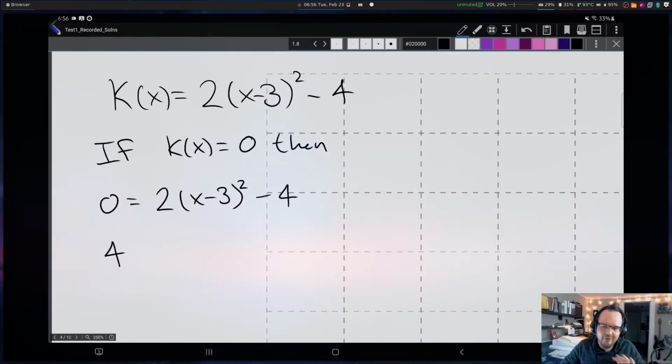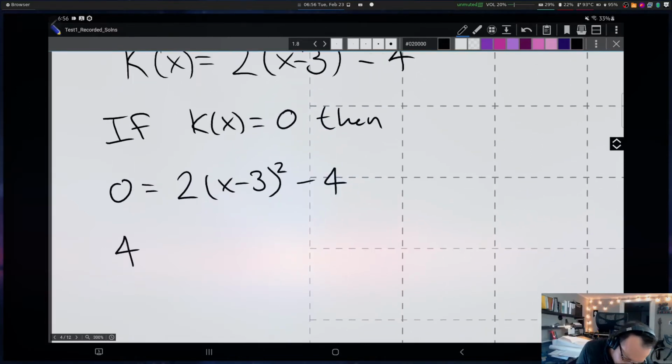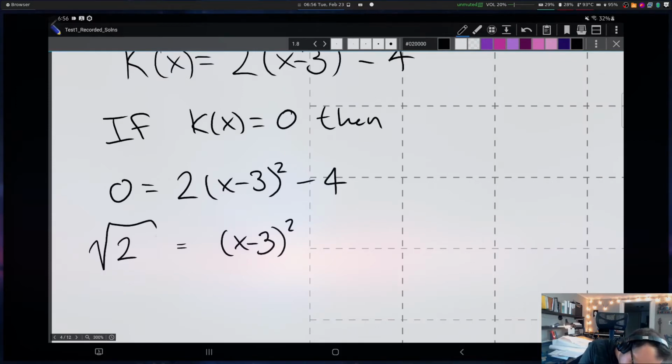Really quick, if you ever run into that situation where you're trying to take the square root of a negative in order to get the intercepts, what that's actually telling you is that this quadratic doesn't have an intercept. So this is like a parabola that sits above the x-axis and doesn't intersect it at all. But okay, so let's add a 4 to both sides to get 2x minus 3 squared. Now let's divide through by 2 to get this. Now let's take the square root of both sides.